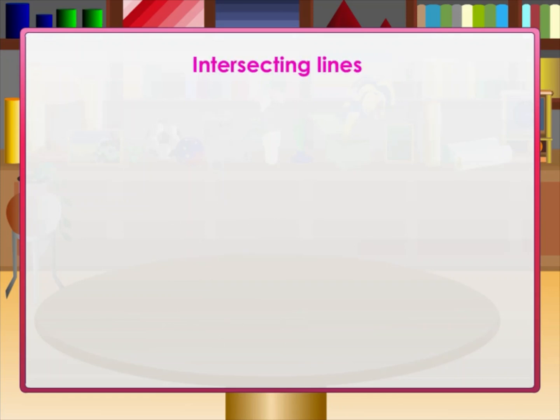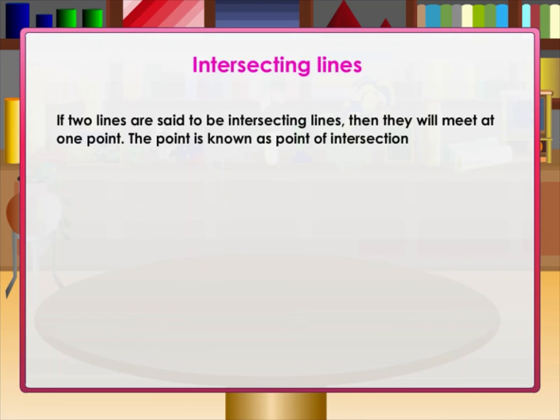Intersecting lines. If two lines are said to be intersecting lines, then they will meet at one point. The point is known as the point of intersection. In this example, AE is a line and DC is another line. These two lines meet at a point B. Therefore, they are called intersecting lines. B is the point of intersection.